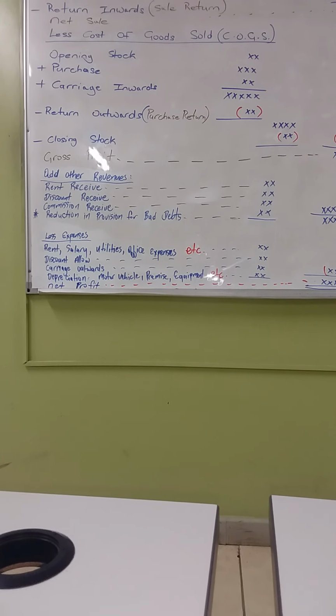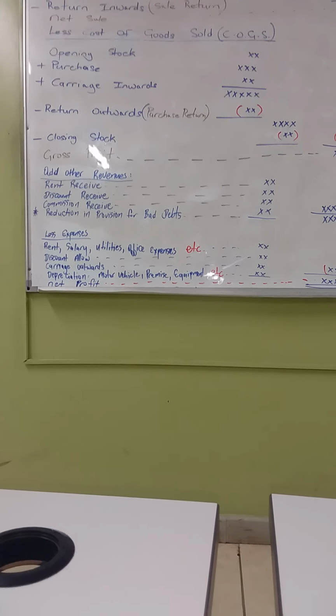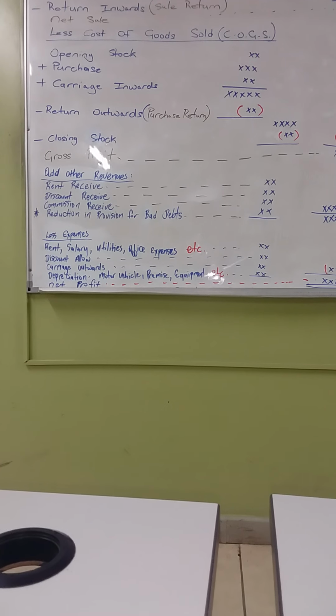Next you have what is known as discount allowed. We did discount allowed when we were doing the three-column cash book. So you know that discount allowed is an expense to the business. So discount allowed is also included there.